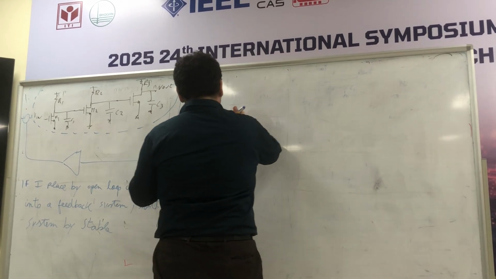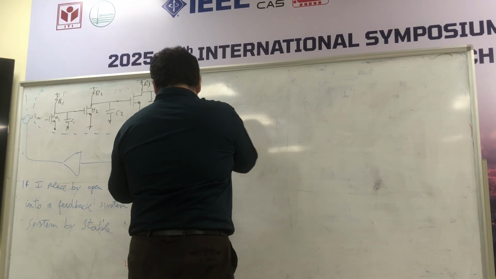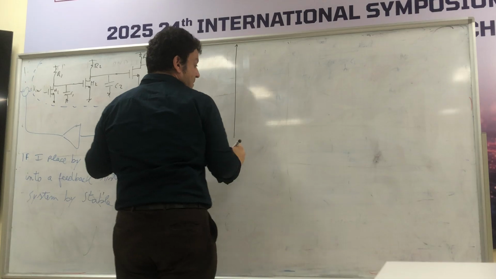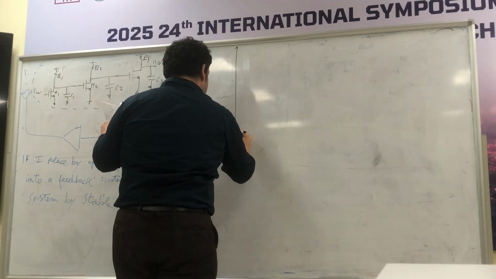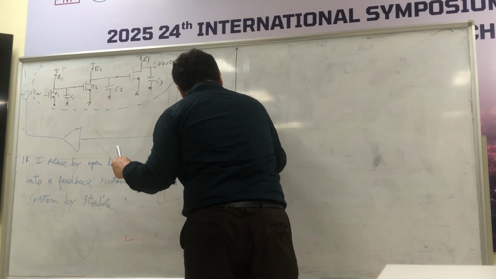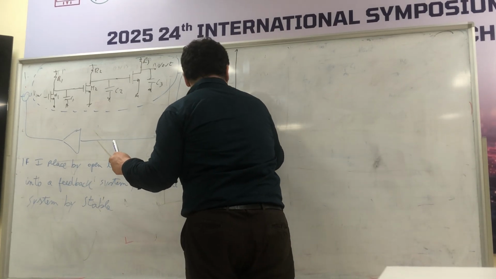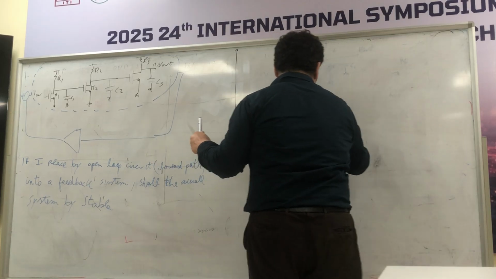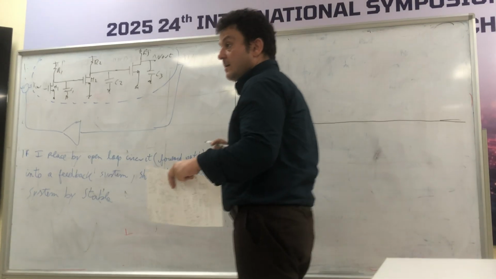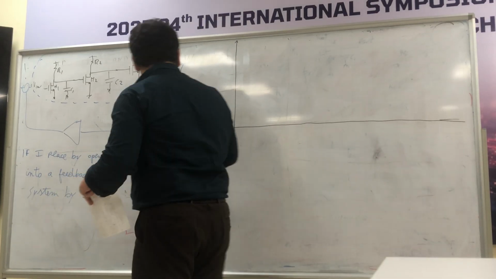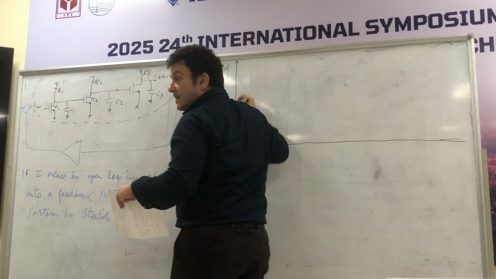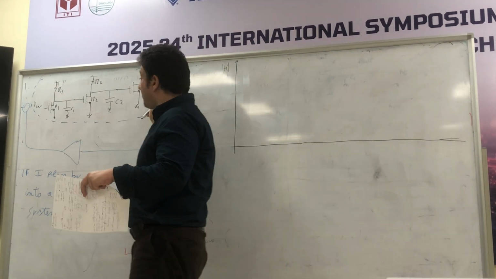Okay, so of many poles here, please look at the system, open loop system. Of many poles here. Three. Why three? Because I have three capacitors, okay?